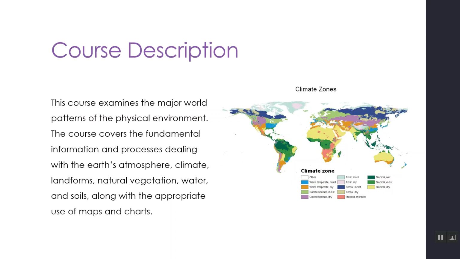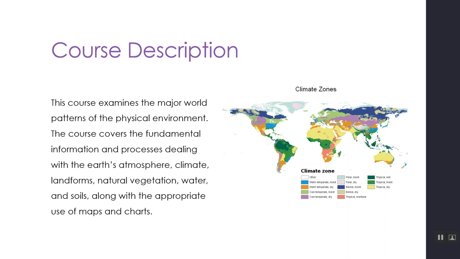So what are we going to talk about in this class? This course examines the major world patterns of the physical environment. The course covers the fundamental information and processes dealing with the Earth's atmosphere, climate, landforms, natural vegetation, water, and soils, along with appropriate use of maps and charts.